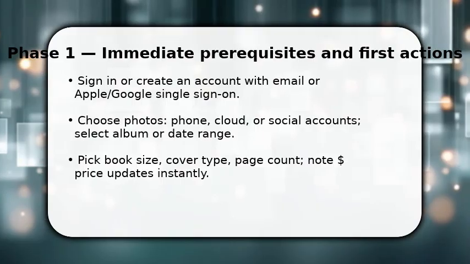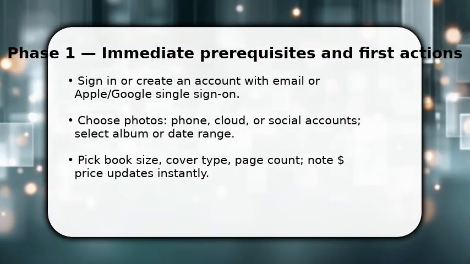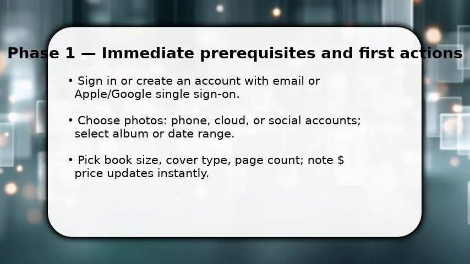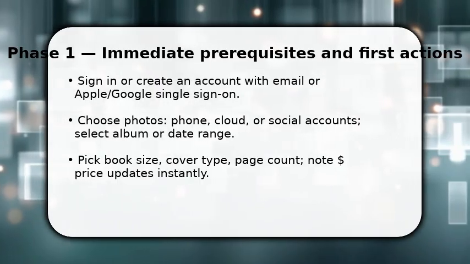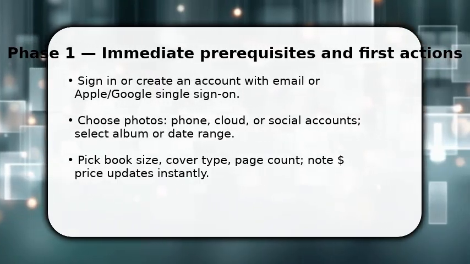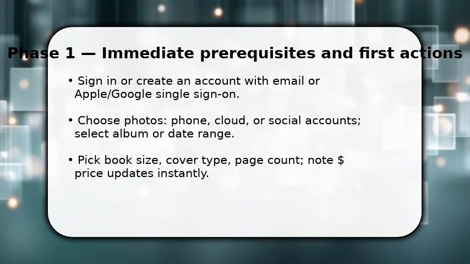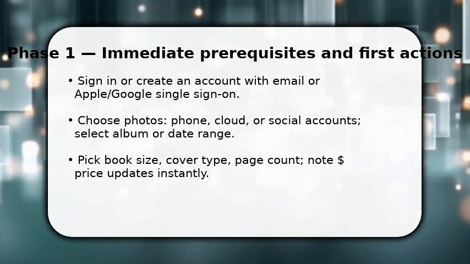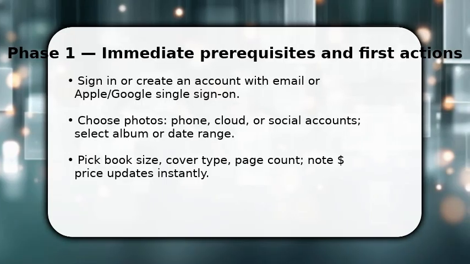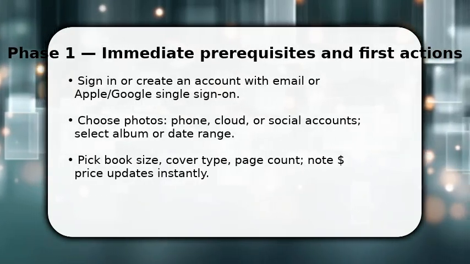You begin by opening Chatbooks and signing in. Use email or Apple/Google to save time. Next, choose source photos, phone, cloud, or social, and pick an album or date range so the app groups moments correctly. Once done, select book size, cover type, and target page count.